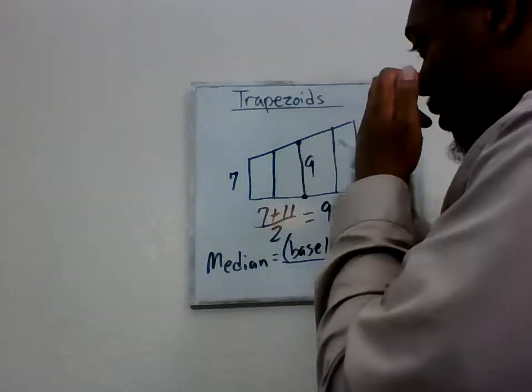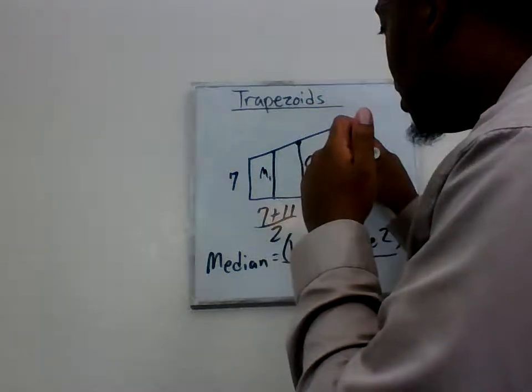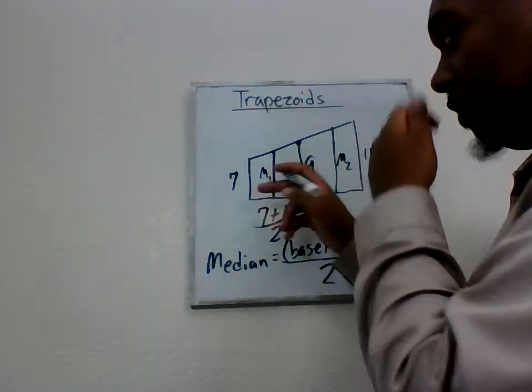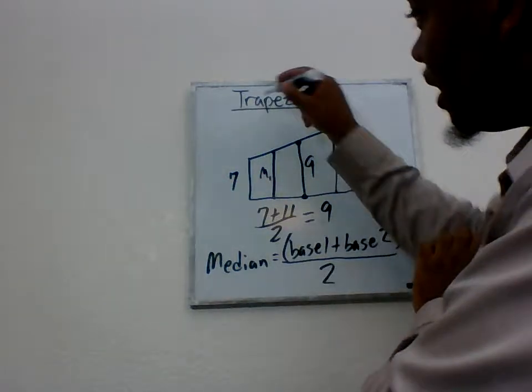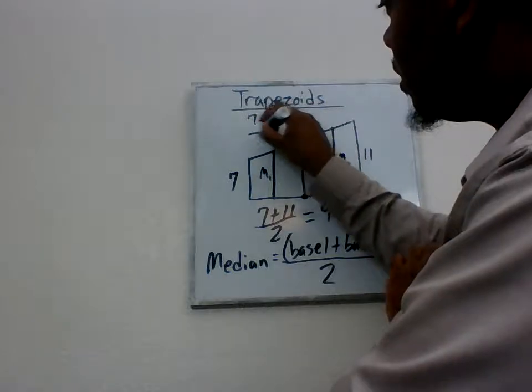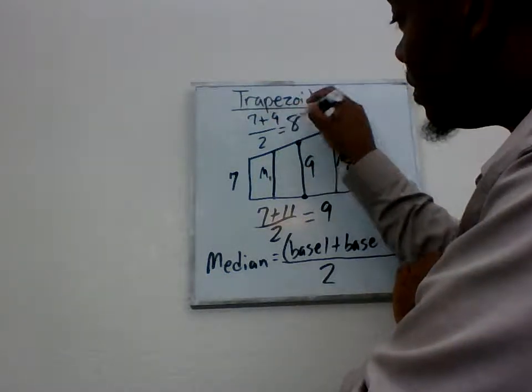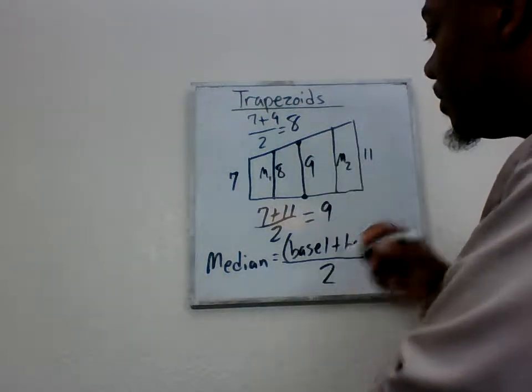So to find this, I'll call this M1 and I'll call this M2. So to find M1, we can just add 7 plus 9 together. And 7 plus 9 divided by 2 will give us 8. So that would be 8.